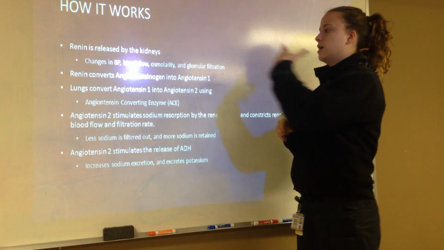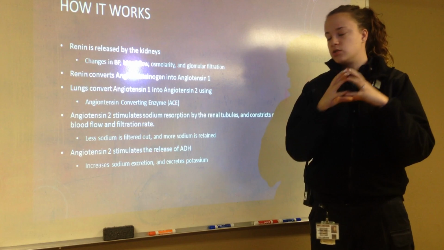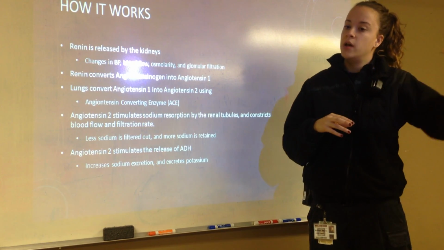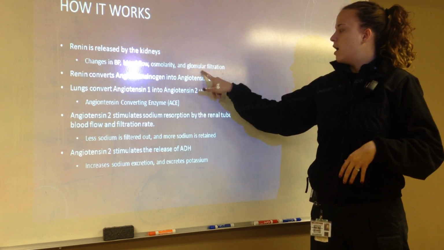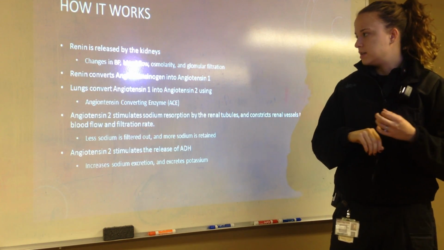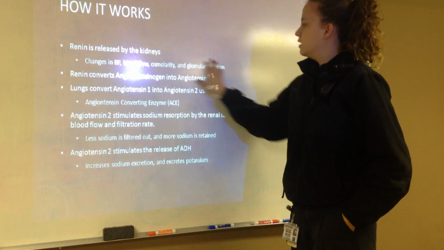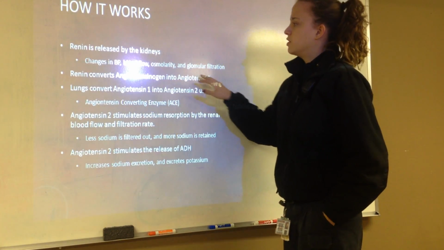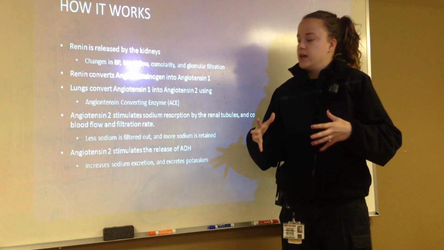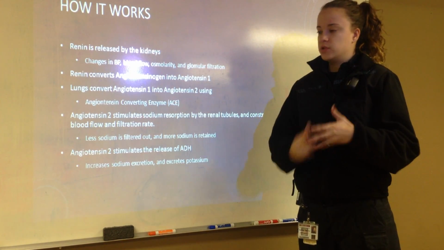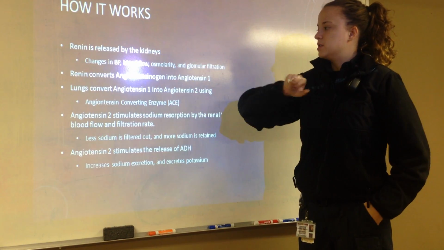So why? Changes in blood pressure, blood flow, osmolarity, which is the concentration of the blood, mainly of sodium, a little bit of potassium in the blood, and glomerular filtration rate in the kidneys. Any one of those starts to change, or all of them, and you're going to have renin released by the kidneys. They're going to sense that with osmoreceptors, baroreceptors, volume receptors, and start to release the renin.